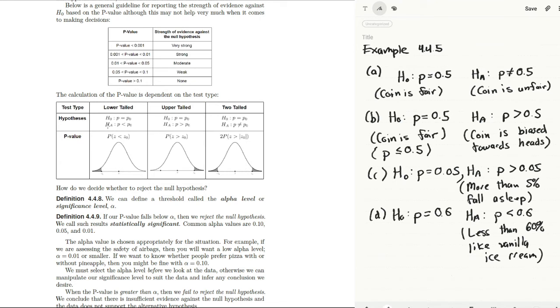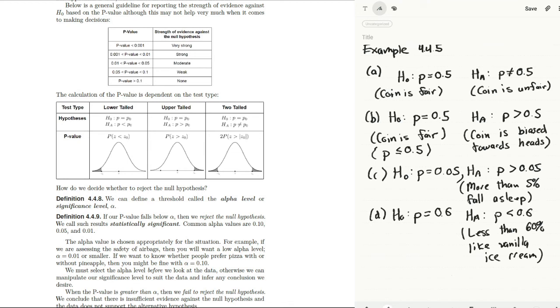And so if we have a lower tail test, meaning that the alternative hypothesis is p is less than p naught, then the p-value is going to be the area in the left tail to the test statistic. If we have an upper tail test, this is where the alternative is p is larger than p naught, then the p-value is going to be the upper tail area to our test statistic. And if we have a two-tailed test, meaning that the alternative is p does not equal p naught, then the p-value will be the area of both tails to the test statistic.